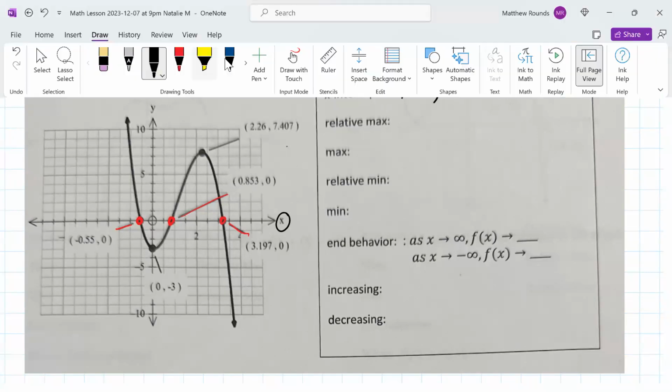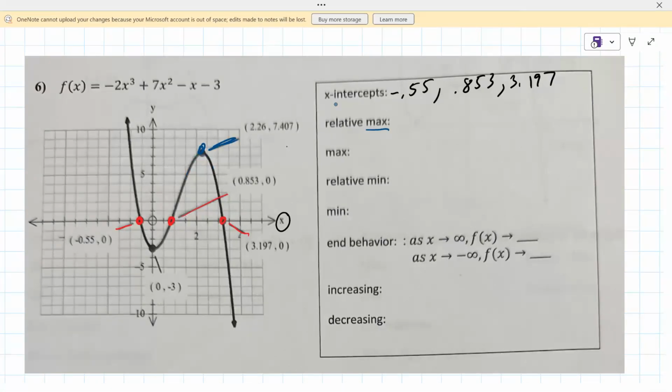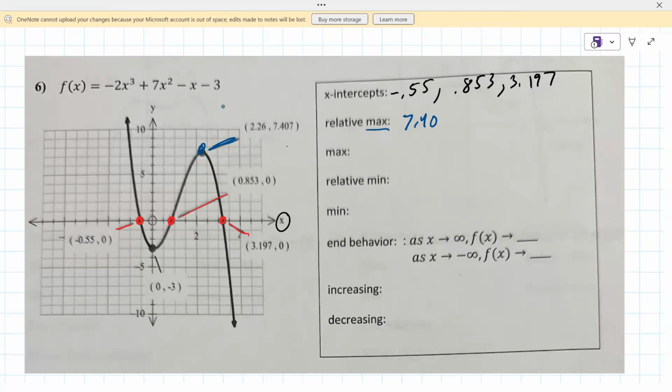Okay, so the relative max, if you've ever been hiking, it's like, where's the biggest point compared to everything else? That's the one in blue there. So there's 2 things. There's like, what is the max, and where is it? They usually ask 2 questions. The relative max is 7.407.